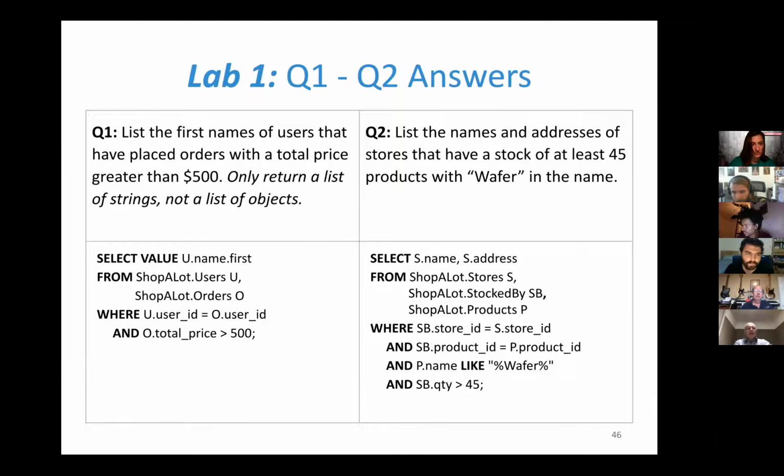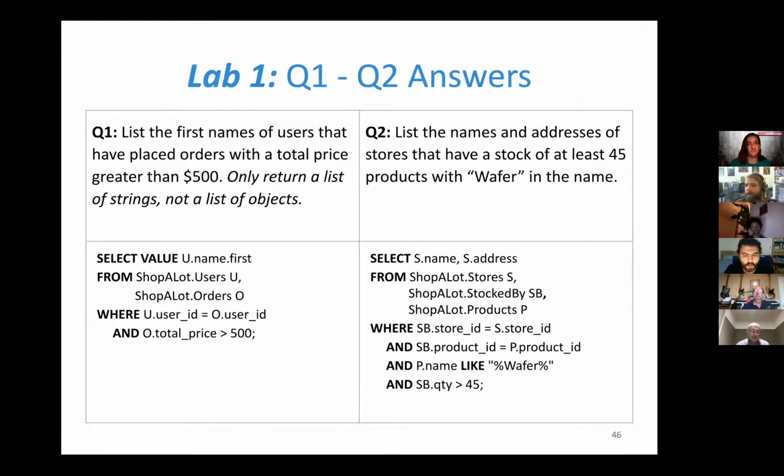People are encouraged to keep playing. So we have the solution, so to speak. I'm not sure how much deeper we go. The first query was about getting the first names of all the users that have placed orders with a total price of greater than 500. We only wanted a list of strings, which is the use of select value, to get just the values.